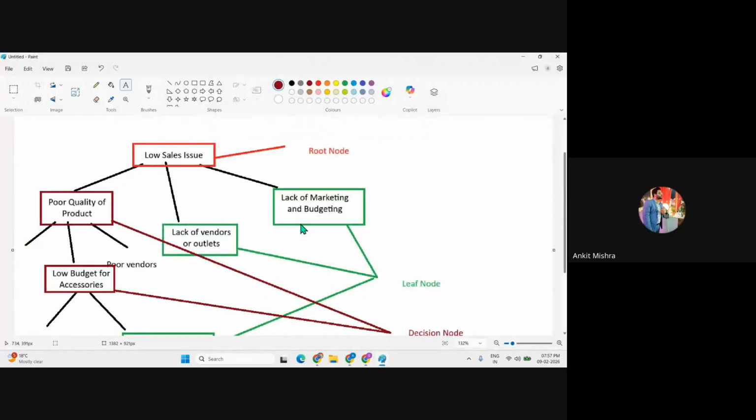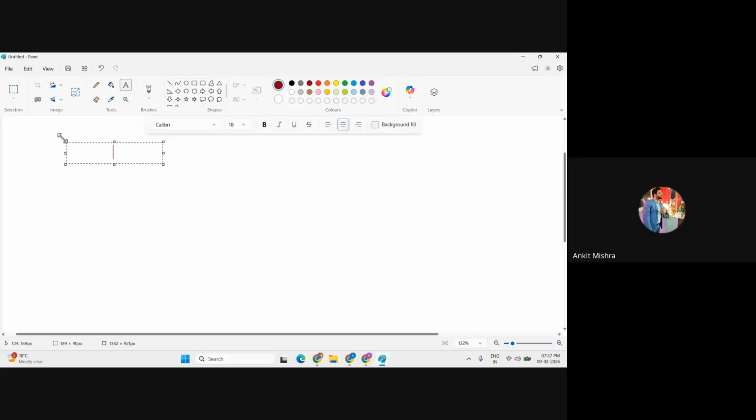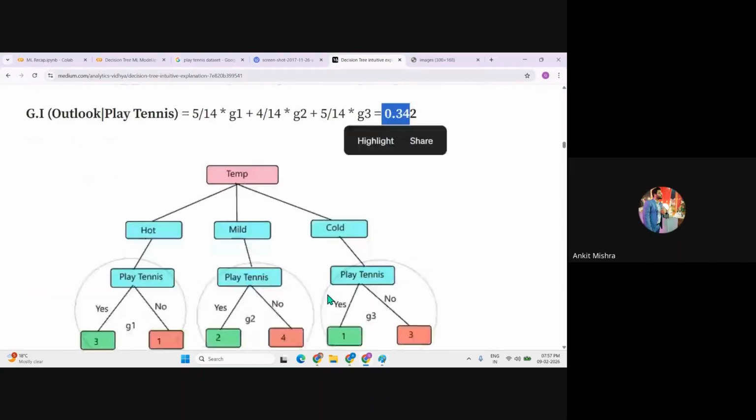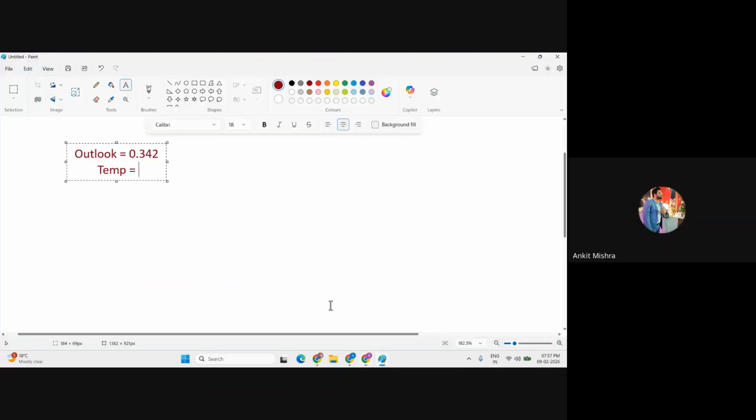Let me just write this. Outlook: the Gini index of this outlook is 0.342. The Gini index of the temperature is 0.404. Now, candidate, in the same way, you will repeat the same step.